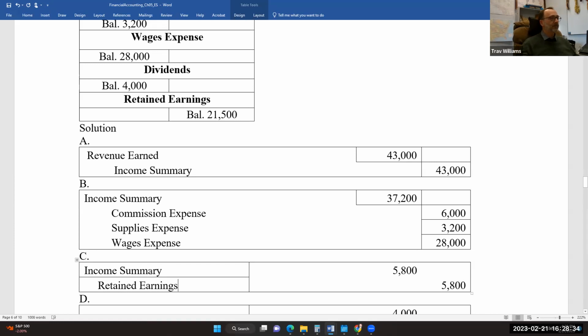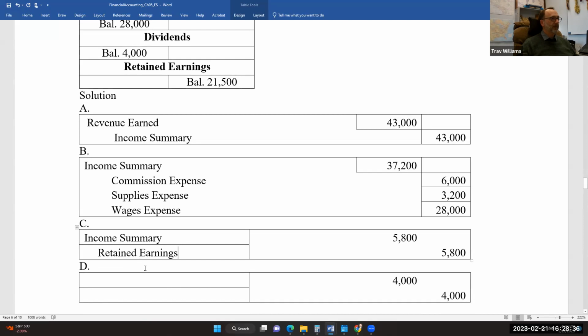And then our final step, close out the dividends by debiting retained earnings, crediting dividends. And that makes sense because dividends are part of deal. They normally have a debit balance, so we would close it out with the credit. And retained earnings are not part of deal. They would normally have a credit balance. And since dividends decrease retained earnings, it makes sense that we're debiting retained earnings by the amount of the dividends.